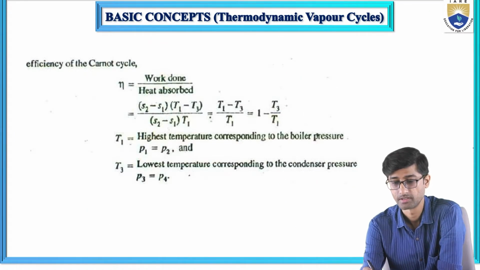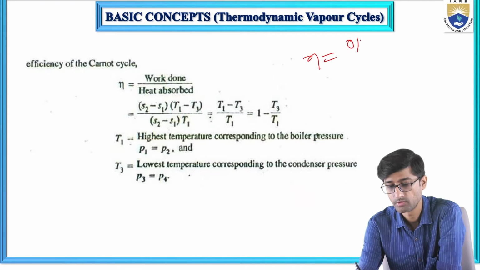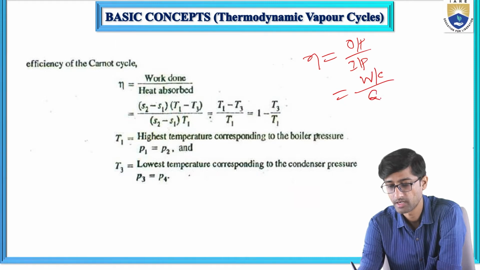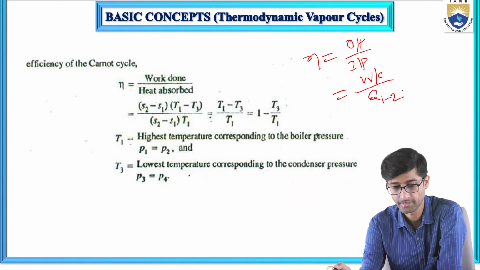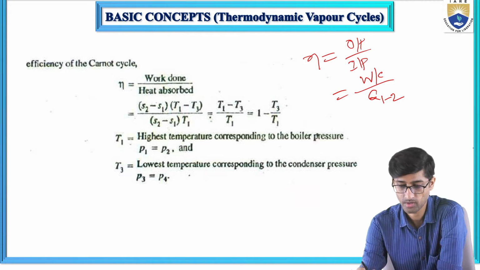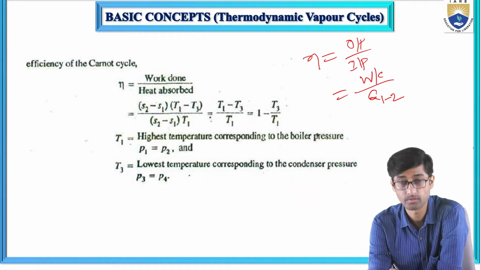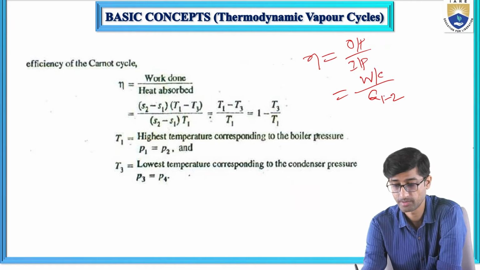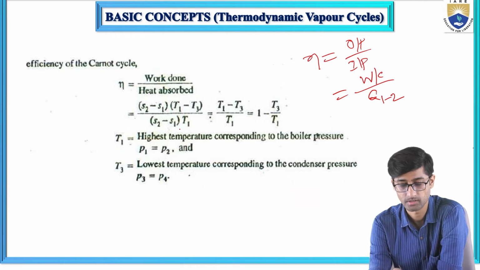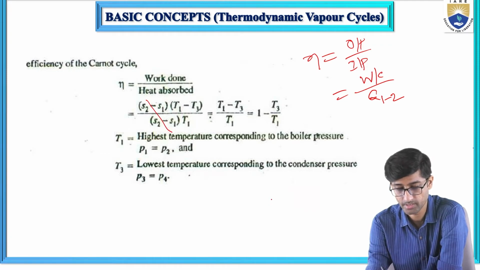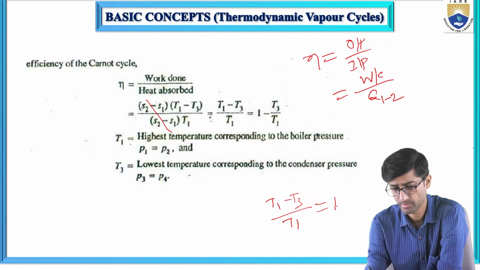Next, how to calculate the efficiency? Already we know the efficiency of the cycle is output by input. So what is the output here? The output is nothing but the work done by the cycle, and the input is the heat absorbed, from 1 to 2, right? We have already calculated the work done: (S2 minus S1) into (T1 minus T3), divided by the heat supply, (S2 minus S1) into T1. So if you see, this will be cancelled. So this is equal to (T1 minus T3) divided by T1, or we can write it as 1 minus T3 by T1.